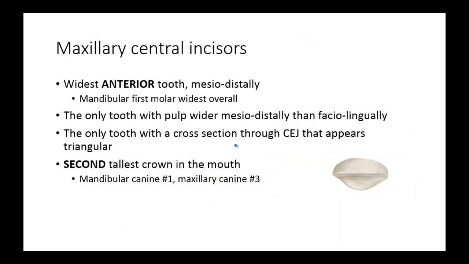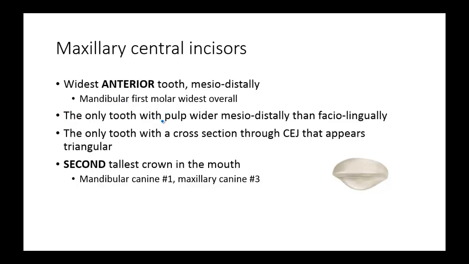So let's start with the maxillary central incisor. The unique facts about the maxillary central that you should know for boards: it is the widest anterior tooth mesiodistally. You can kind of see that if you just look at someone's mouth, the 2 big teeth that you're going to see that are really wide are going to be the centrals. But remember, that's anterior teeth. You can't compare anterior to posterior, because posterior teeth are generally bigger. So the mandibular first molar is the widest overall tooth.